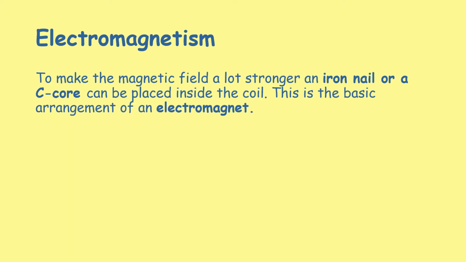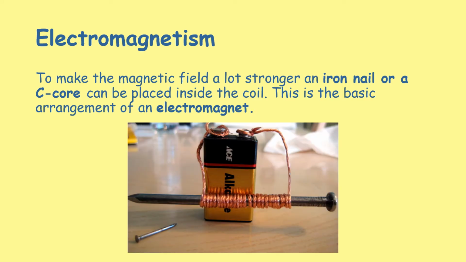To make the magnetic field a lot stronger, an iron nail or a C-core can be placed inside the coil. This is the basic arrangement of an electromagnet. This is one that's been made in real life there. You can see a coil of wire around an iron nail and it's attached to a battery.